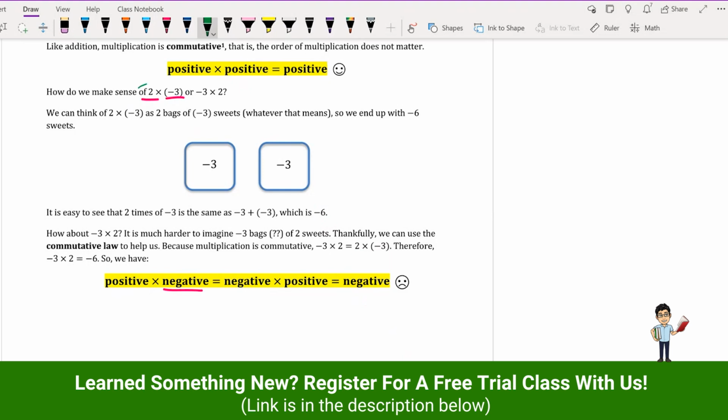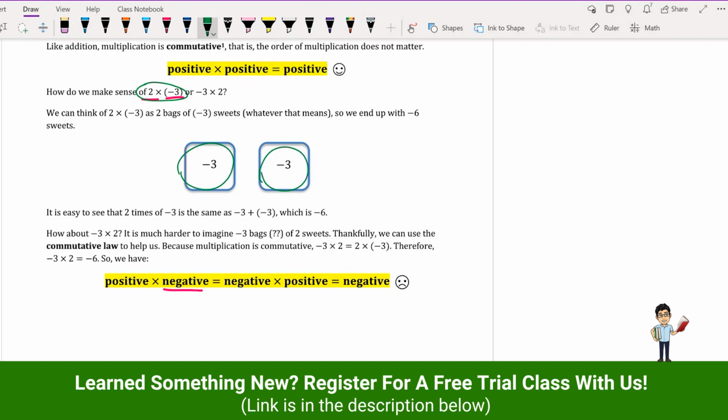When we have 2 times -3, we can think of it as: I have a -3, and then I have another -3. So if I have a -3 and another -3, how many do I have? 2 times -3, which is -6. Make sense?